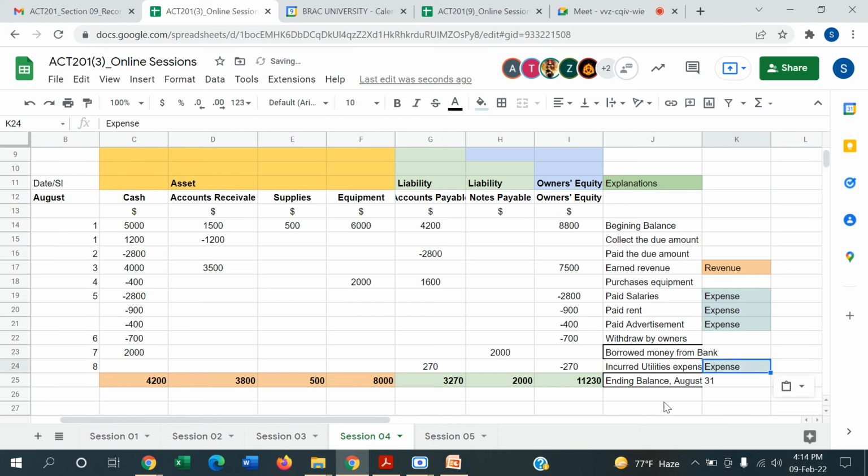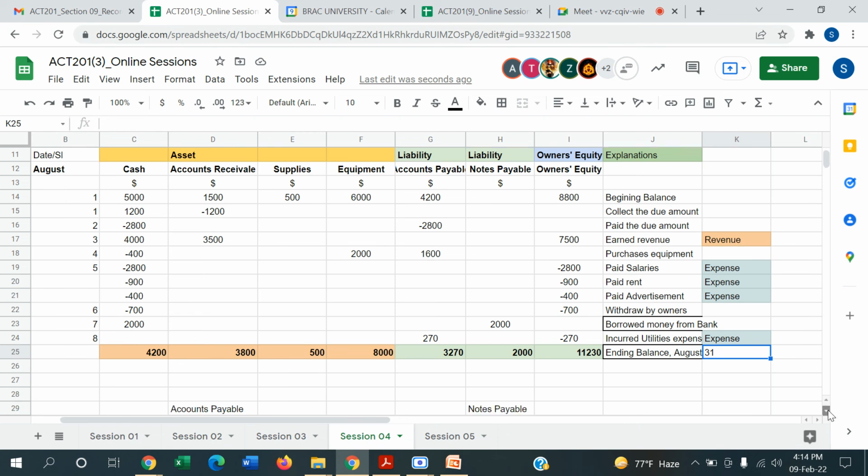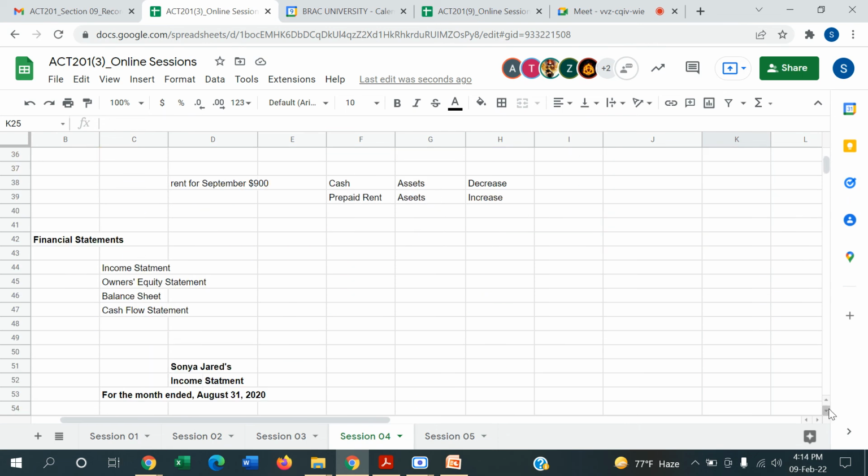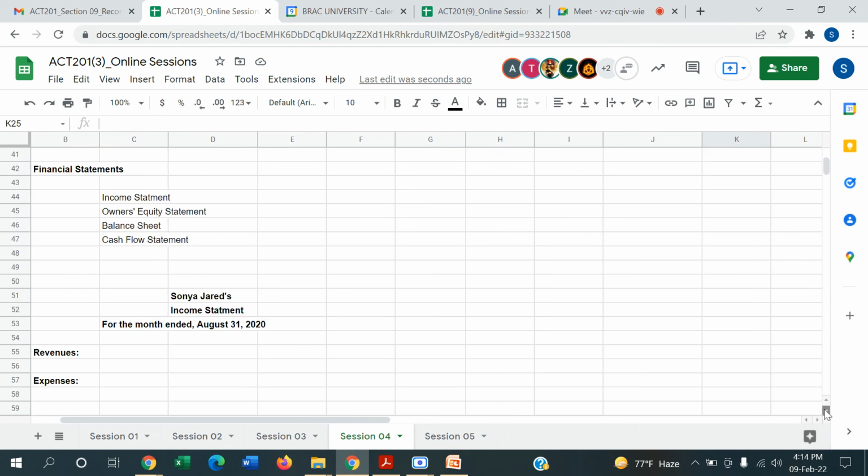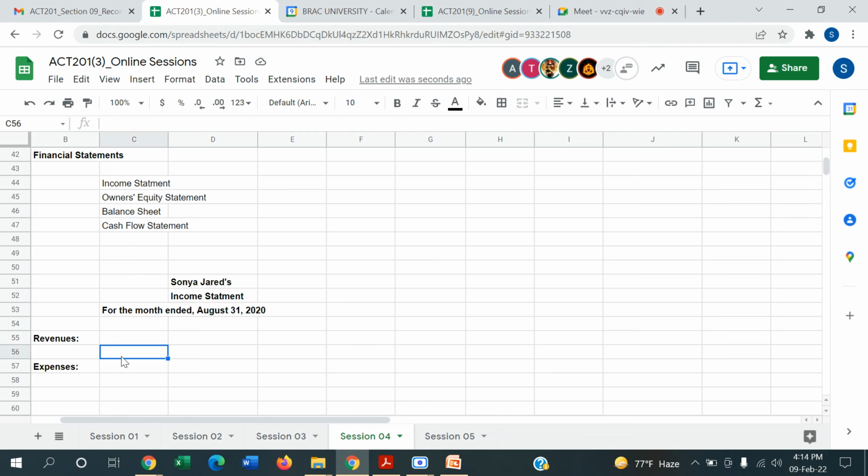So this is the ending balance. This is how we find out what the revenues and expenses related to these transactions are. Now we are going to transfer these accounts and their respective balances to our income statement. So first one, revenue. It is the service revenue, for example.